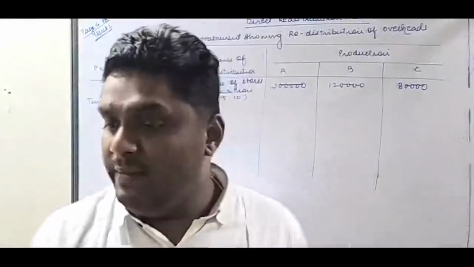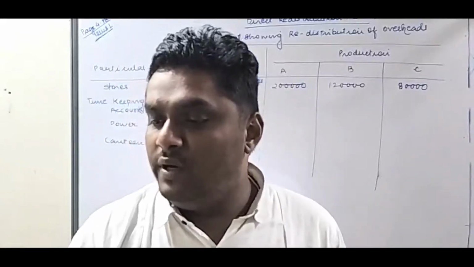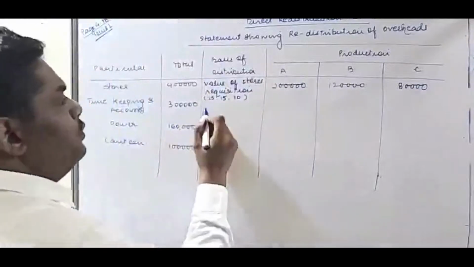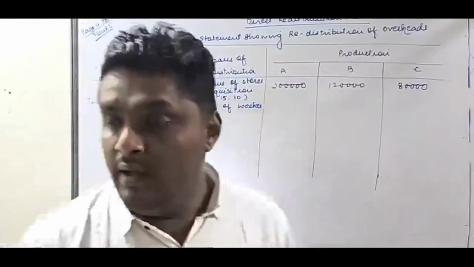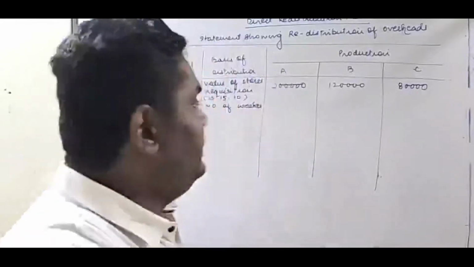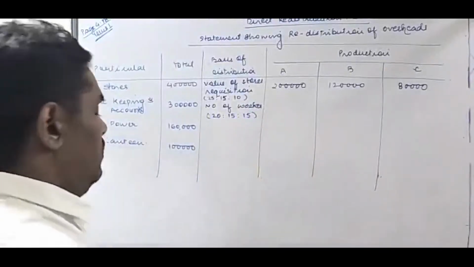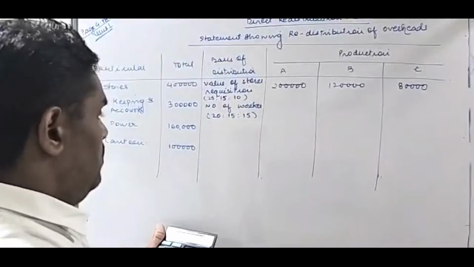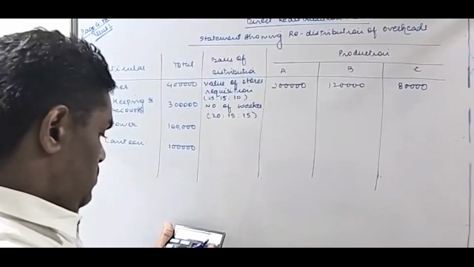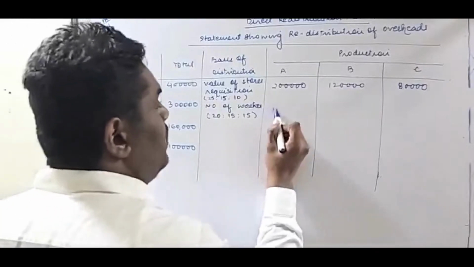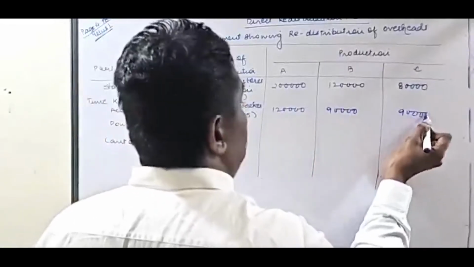Next is timekeeping and accounts. Timekeeping and accounts are more or less dependent upon the number of workers. So this will be distributed in the ratio of number of workers. The numbers of workers are given, that is 20 is to 15 is to 15. So this will be 1,20,000, 90,000, and 90,000.